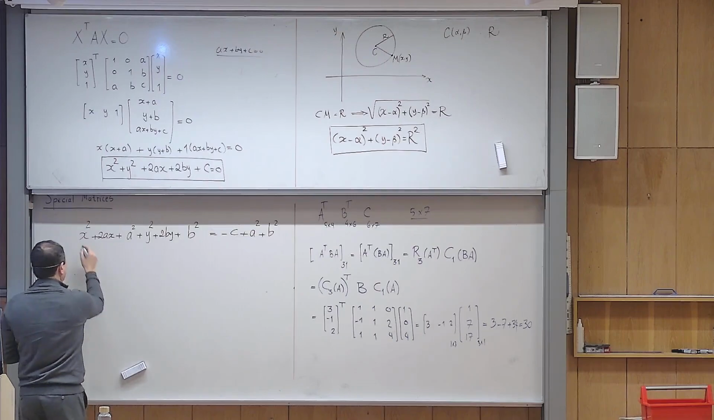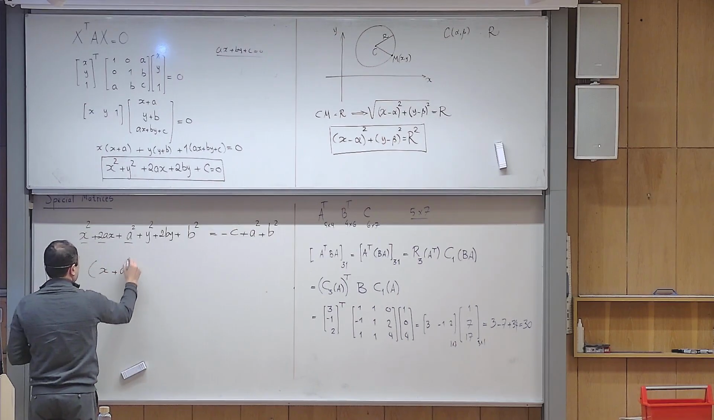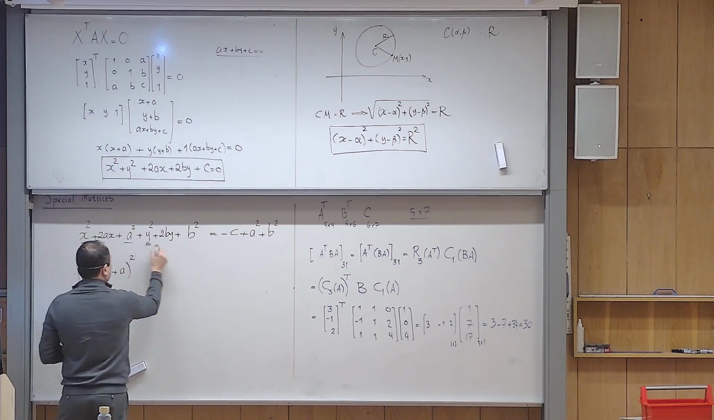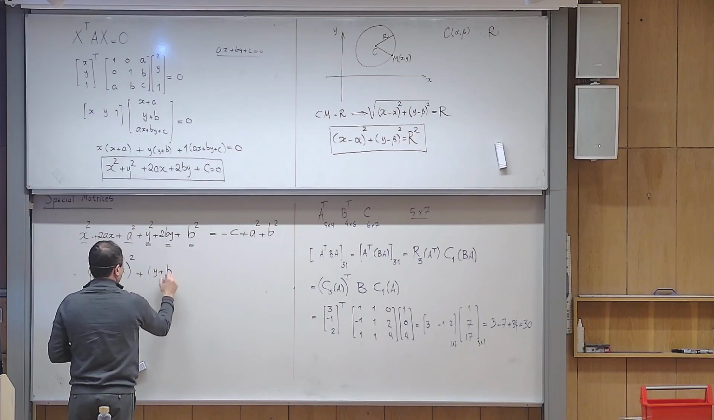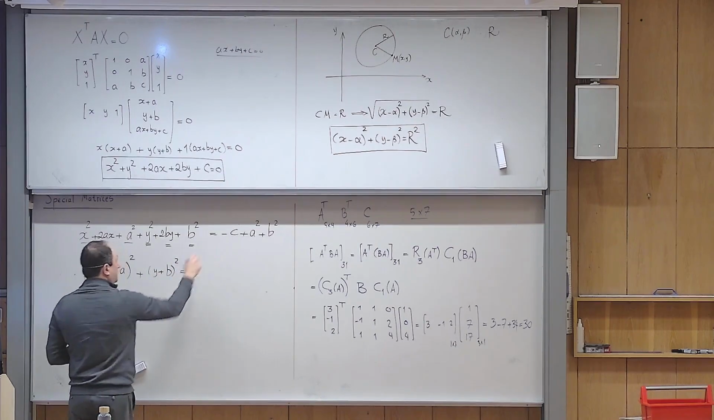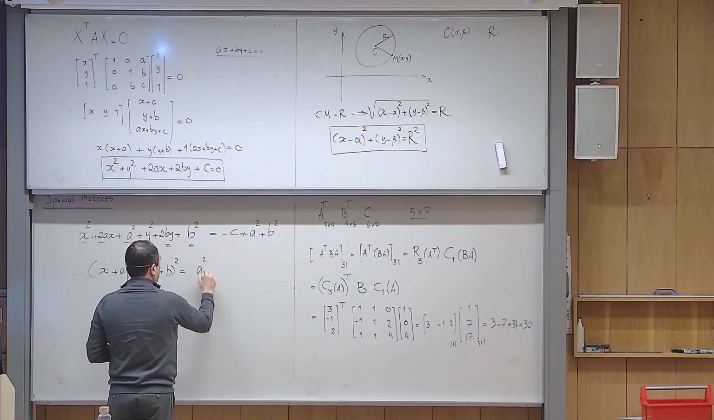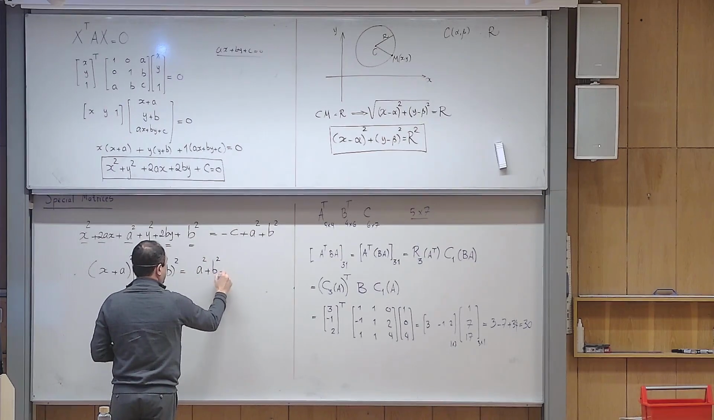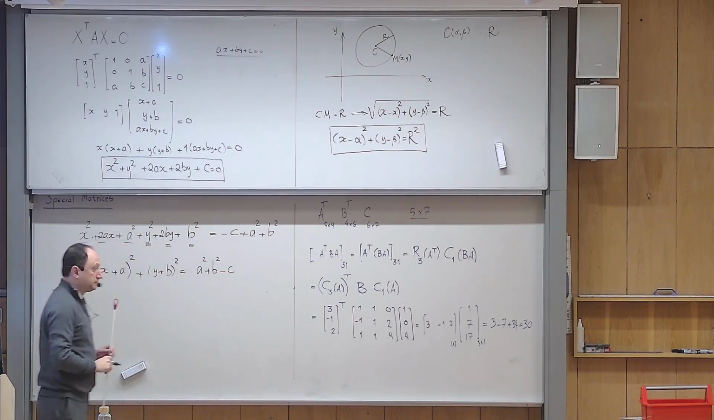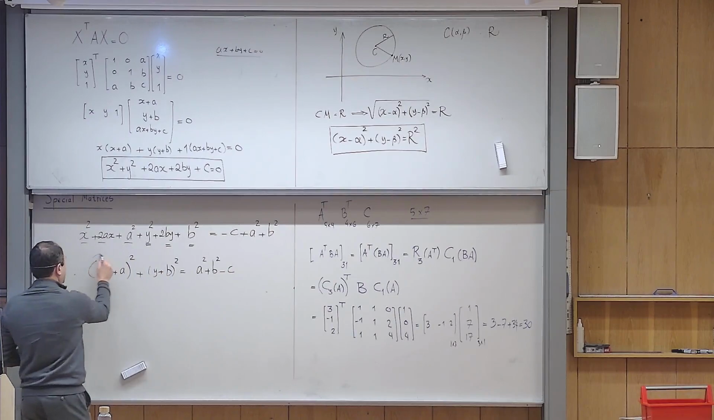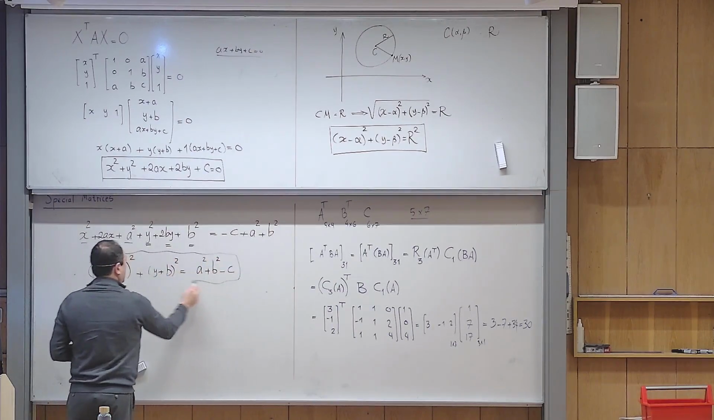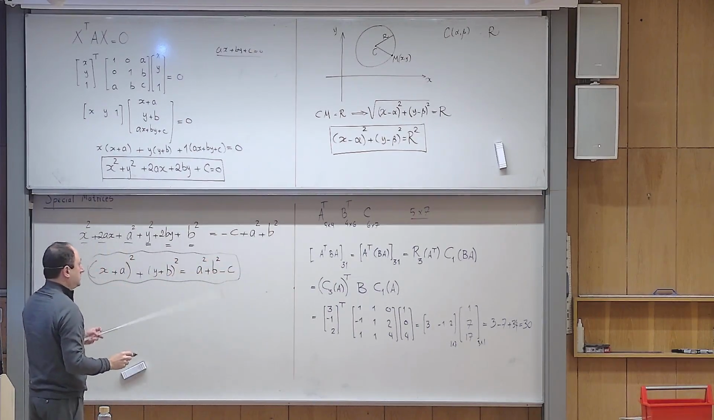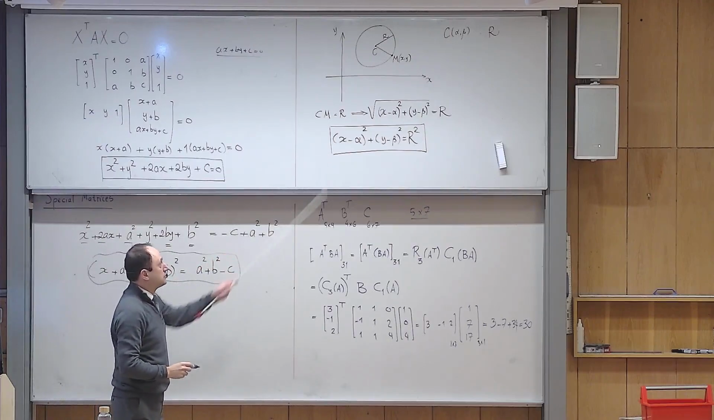And then these three now become (x plus a) to the power 2. These three now become (y plus b) to the power 2. And on the right hand side, I have a squared plus b squared minus c. Now if you compare this equation, this is very similar to the general equation of the circle.